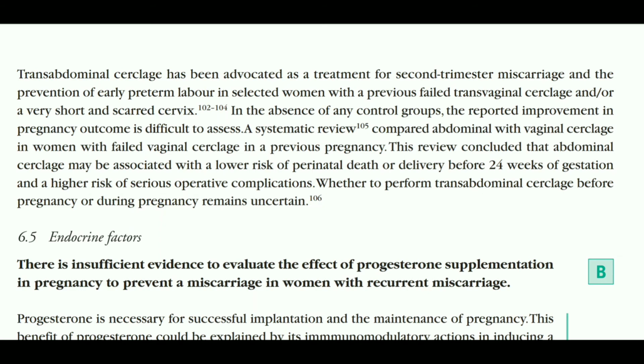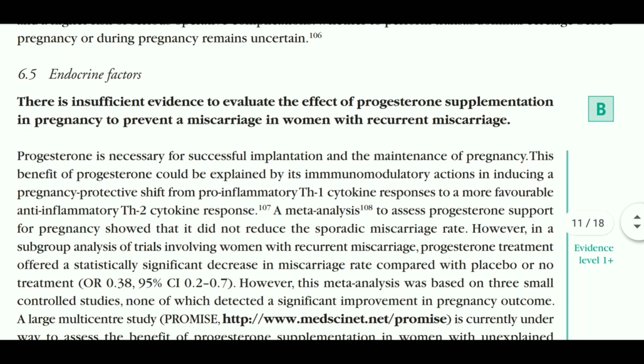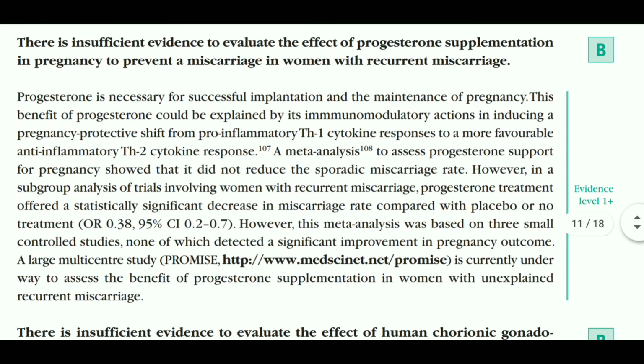Now, coming toward the endocrine factors. There is insufficient evidence to evaluate the effect of progesterone supplementation in pregnancy to prevent miscarriage in women with recurrent miscarriages. Progesterone is necessary for successful implantation and maintenance of pregnancy. This benefit of progesterone could be explained by its immunomodulatory action in inducing a pregnancy-protective shift from a pro-inflammatory Th1 cytokine response to a more favorable anti-inflammatory Th2 cytokine response, from Th1 to Th2 response. Th1 is not favorable and Th2 is favorable.